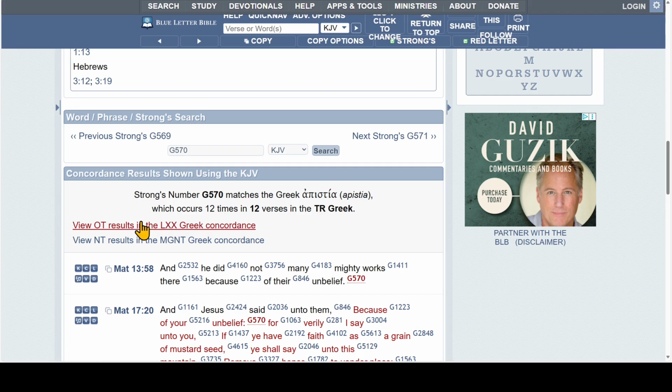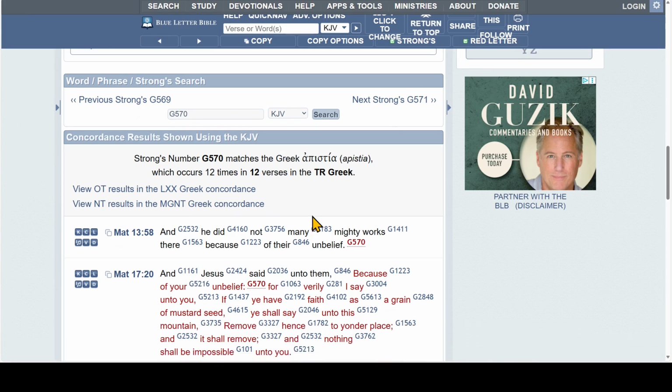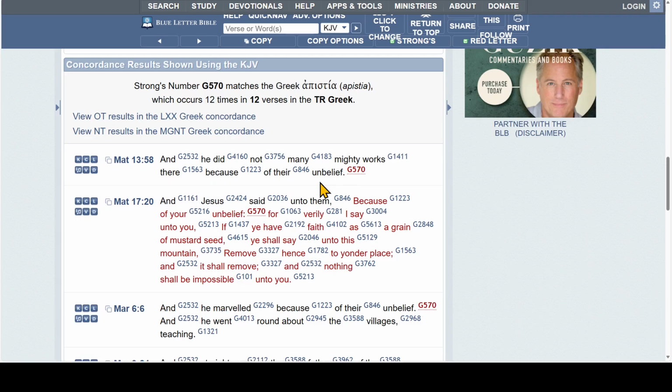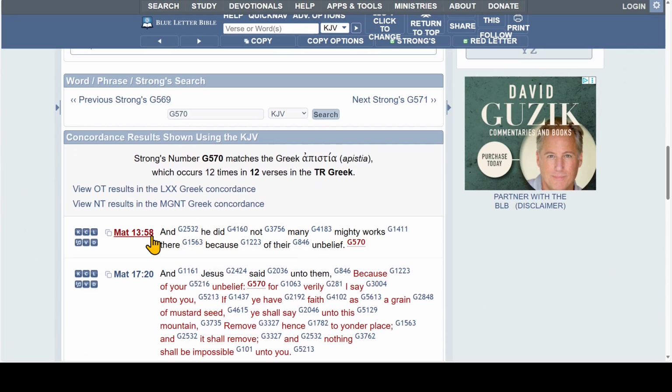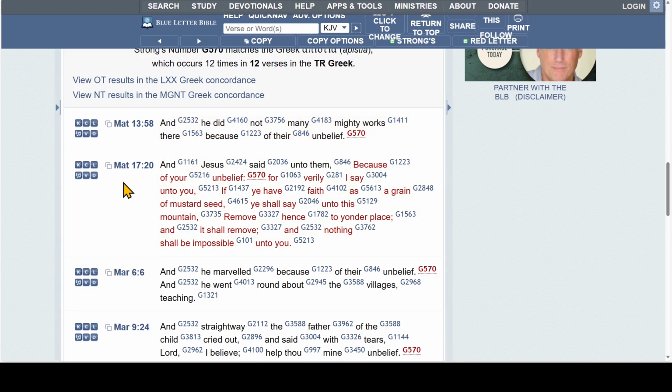As we scroll, I don't want to go too fast. The Strong's number G570 matches the Greek, which occurs 12 times in 12 verses in the Greek. So it appears 12 times. Now, it actually is giving you the scriptures where it appears 12 times. G570 appears in Matthew chapter 13, verse 58. Here's unbelief. It's the same definition. Matthew chapter 17, verse 20.